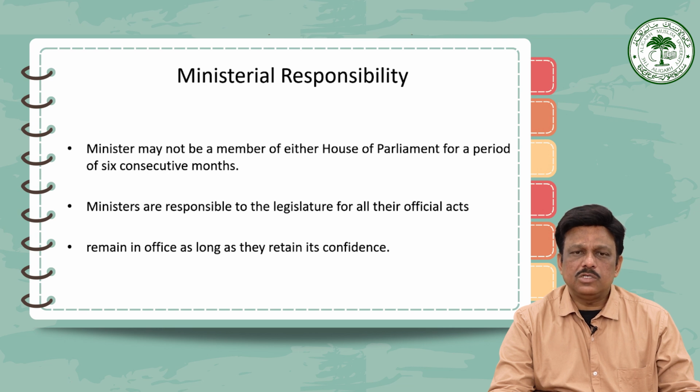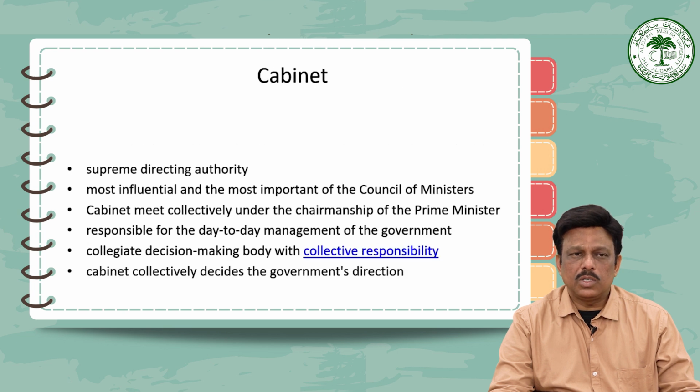In India, a minister enjoys the privilege of occupying a seat in either house of the legislature, of being heard and of participating in its deliberations, but without the right to vote in the house of which he is not a member. So a parliamentary or cabinet system works on the well-accepted principle that ministers are responsible to the legislature for all their official acts and they remain in office as long as they retain its confidence. Now this is called ministerial responsibility, and it is this responsibility that gives the parliamentary system the name of a responsible government as well.